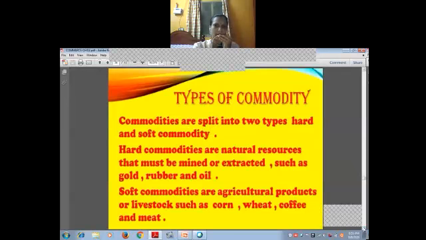Commodities are split into two types, hard and soft commodities. Hard commodities are natural resources that must be mined or extracted, such as gold, rubber and oil. So, hard commodities means rubber or gold, it will get only in the mines, no? So, that's it. Soft commodities are agriculture products or livestock, such as corn, wheat, coffee and meat. So, all millets, like that, the agriculture products are called soft commodities.